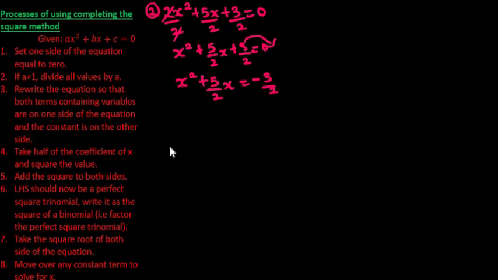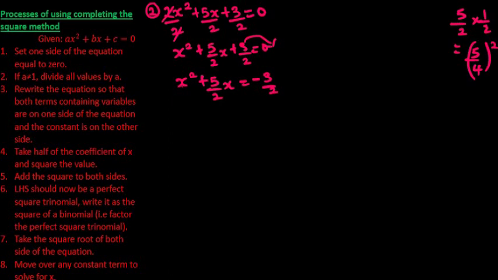Rule number 4. It says take half of the coefficient of x and square the value. In our question here, the coefficient of x is 5 over 2. So we'll take 5 over 2 and find half of it, which is times 1 over 2, which will give me 5 over 4. So we square the value.